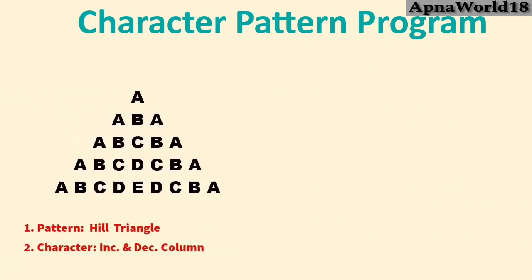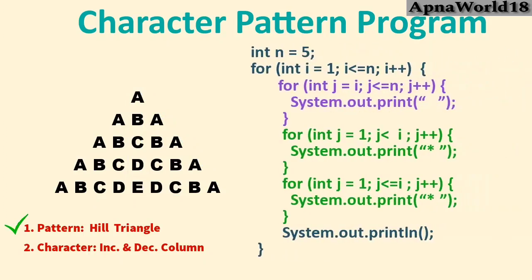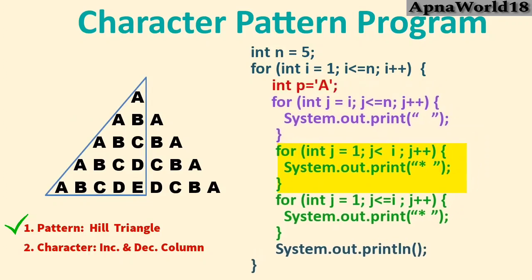You just learned how to do increasing character and decreasing character with variable starting characters. We will first get our standard program for the hill pattern using star. Now after printing space, the first triangle is incrementing character starting with A. So we will initialize a variable P to A and print P++ typecasted to char.